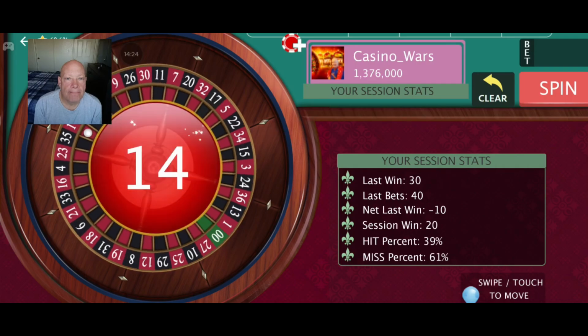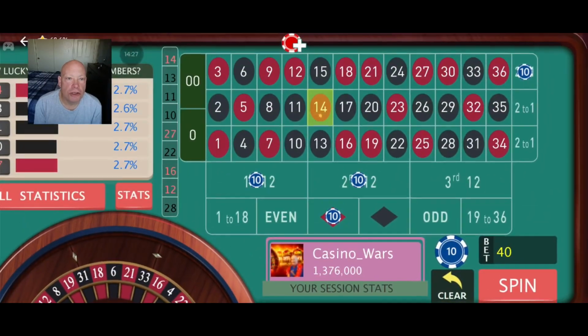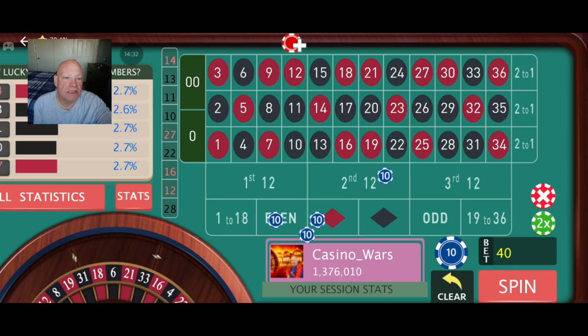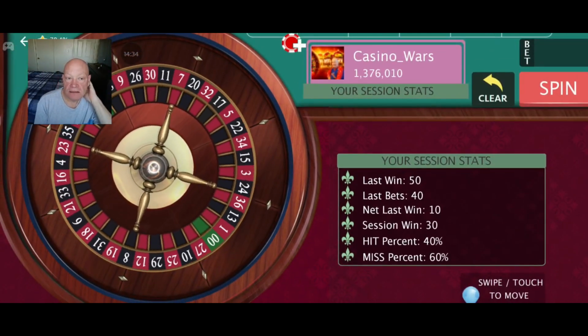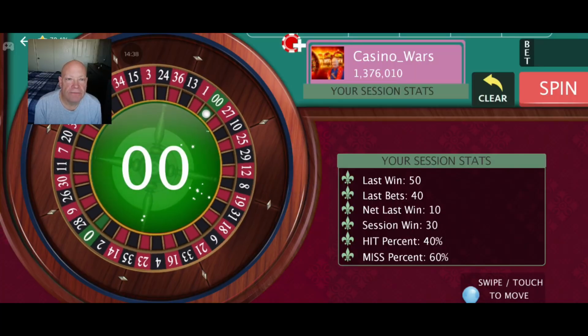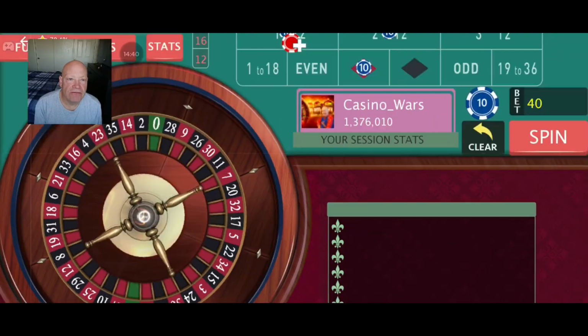Okay, and we're going to go ahead and spin. All right, that's a 14 red. That's a good one. That's a 10 unit win. All right, so we're just going to rebet and spin. We're not increasing the bet on partial losses. That's a double zero. That is a full loss.